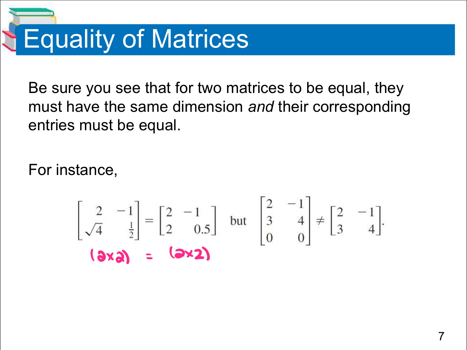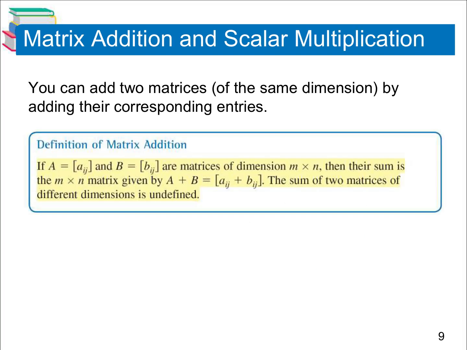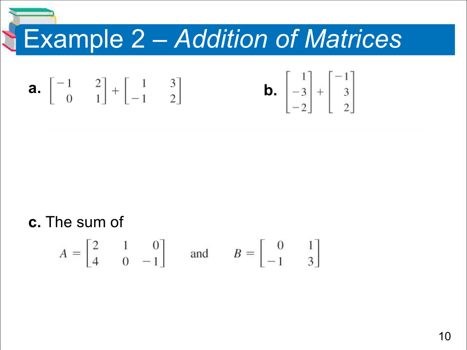However, the matrix of 2, -1, 3, 4, 0, 0 is not equal in dimension to 2, -1, 3, 4. That first one on the left is a 3 by 2. The one on the right is a 2 by 2. So you would not be able to add or subtract these. The first example that we're going to look at is adding matrices.